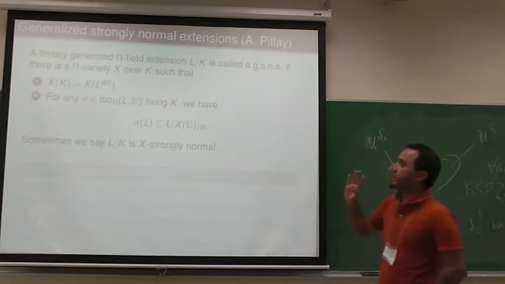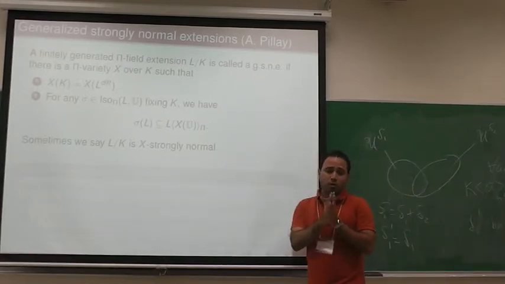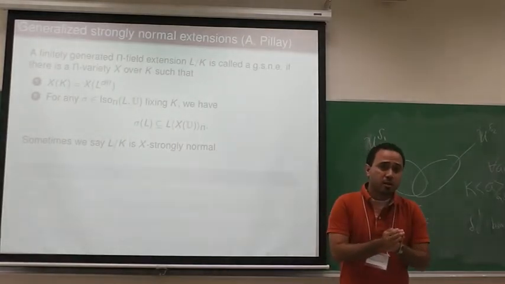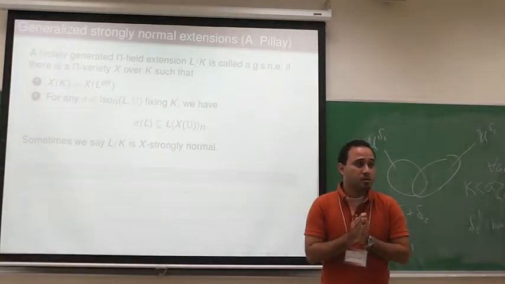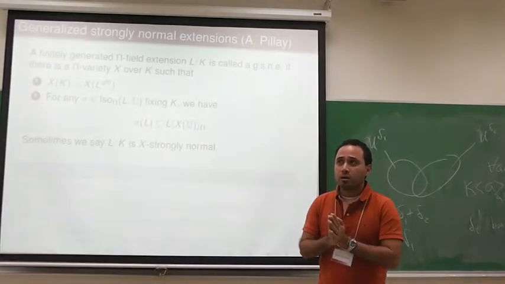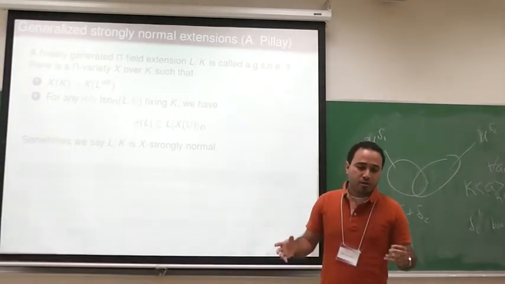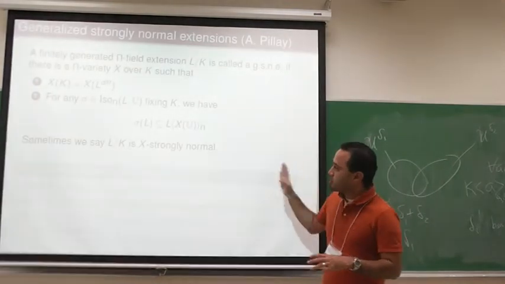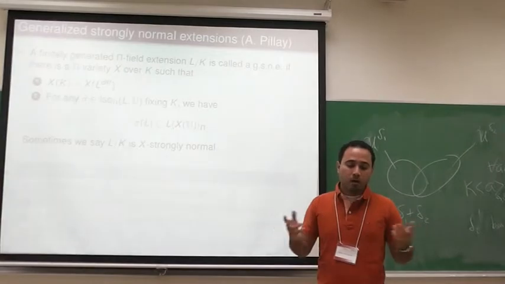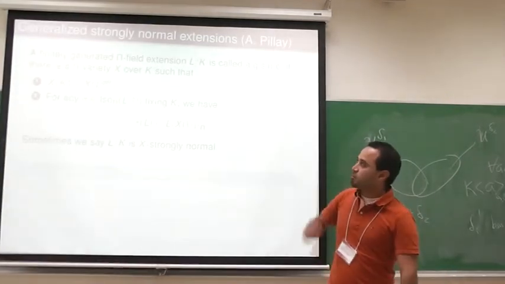Okay, so now what is this nice setting that I'm talking about? If people have seen strongly normal extensions before, in the sense of Kolchin, this is going to make a lot of sense. Even if you have seen it in the algebraic setting, just algebraic Galois theory in characteristic 0, this is all characteristic 0, and a Galois extension is a finite extension which is normal. You have seen this before. This is going to make perfect sense.